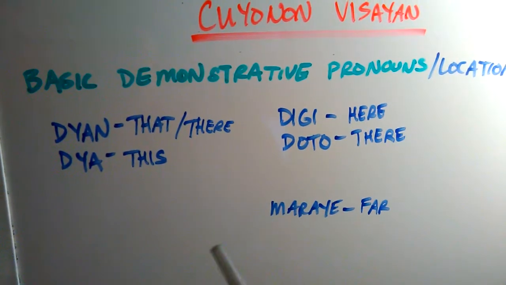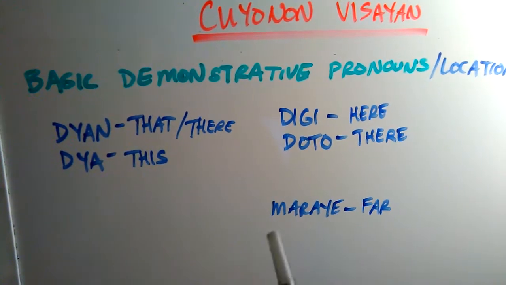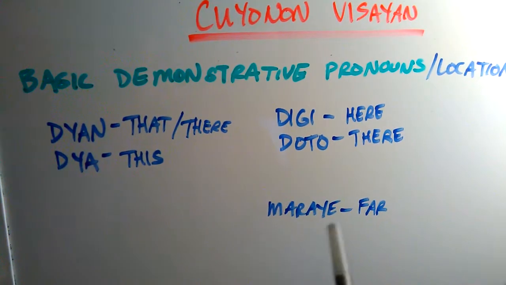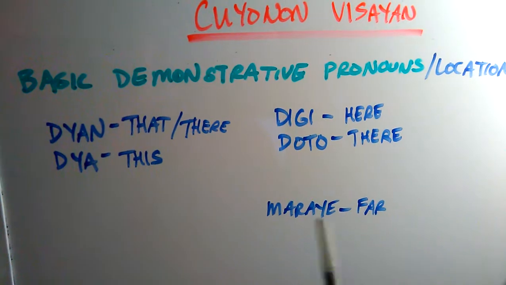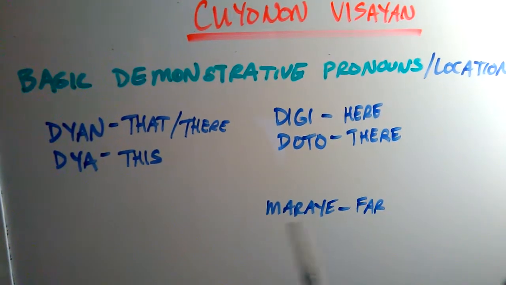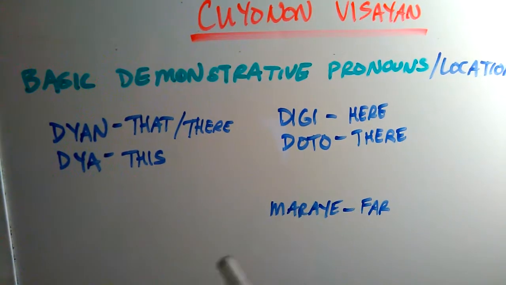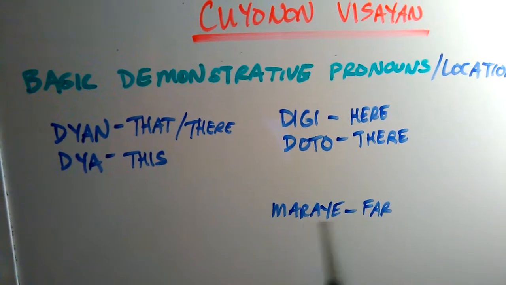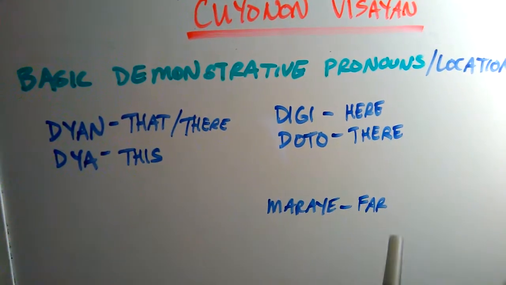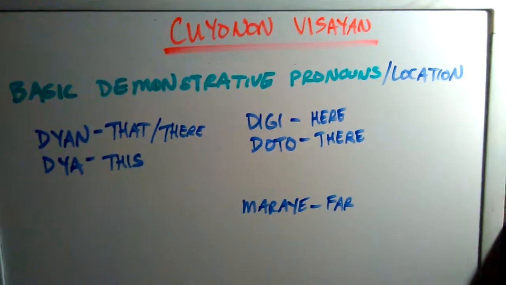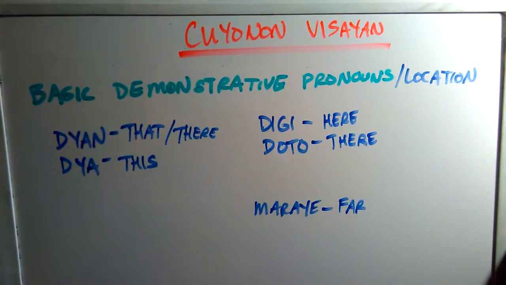And then just a little bonus is maraya, right? Maraya means far. It's like the Tagalog malayo, but maraya. Remember that e makes an sound, so maraya meaning far. Far away, very far. Maraya, as in marayang lugar. Okay, marayang lugar, a faraway place. So this is something that can help you out with expressing yourself in the Cuyonon Visayan language.